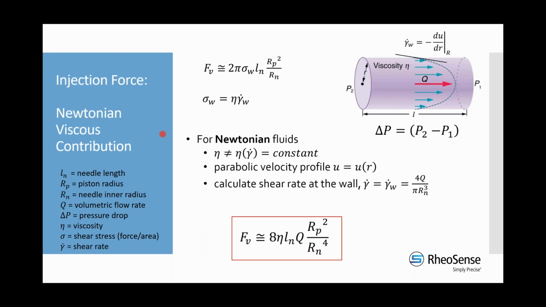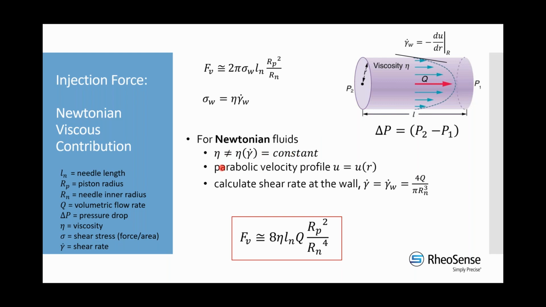Okay, so now let's look at the simplest case, and that would be the injection force for a Newtonian fluid. For a Newtonian fluid we have a viscosity that's independent of shear rate. So our shear stress at the wall is just going to be equal to our viscosity, which is a constant value, times the shear rate at the wall. And we know for Newtonian fluids that all of this flow in a pipe or tube is worked out and has expressions that we can use to calculate these things.